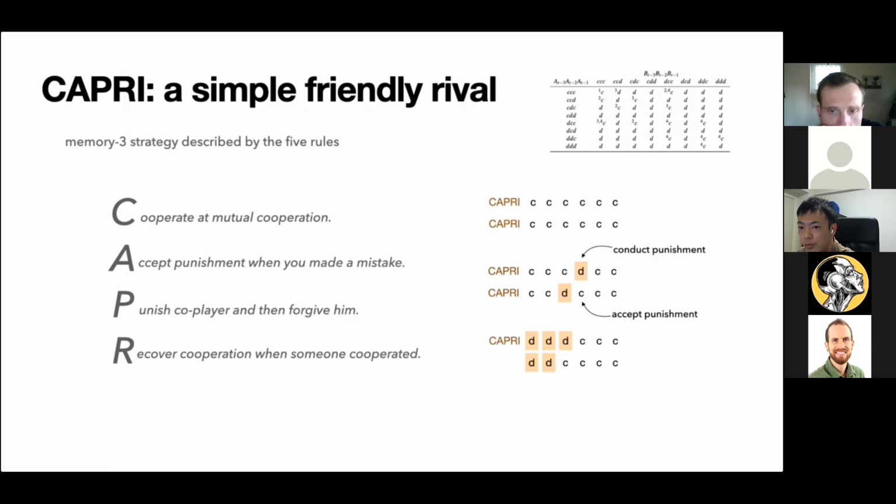The fourth rule is recover cooperation when the co-player cooperated at mutual defection. So you should switch your action to cooperation as well. The final rule is in all the other cases, defect. In other words, defection is the default action. For instance, Capri keeps defecting when the co-player is defecting as well.